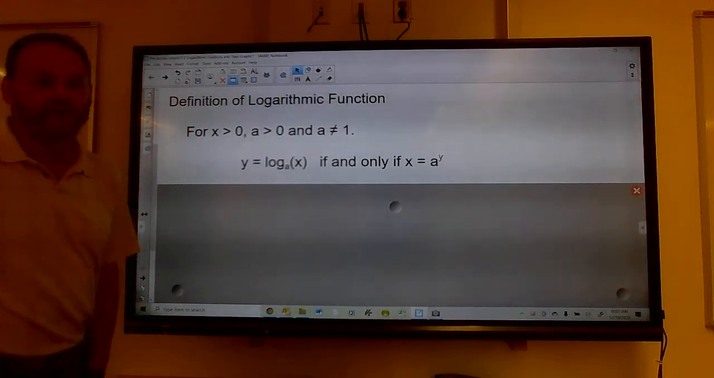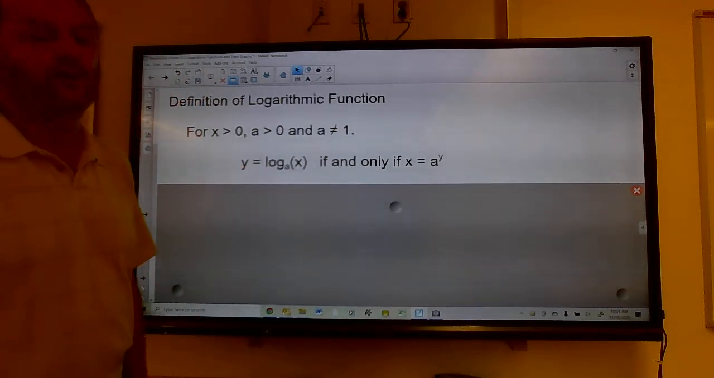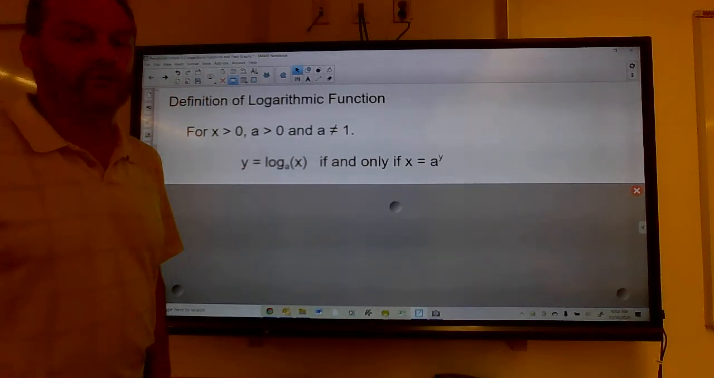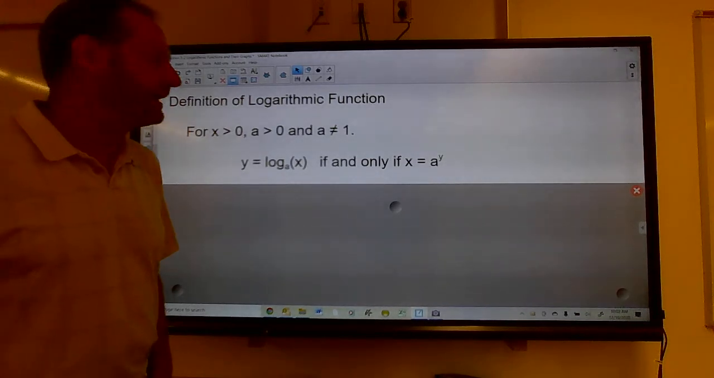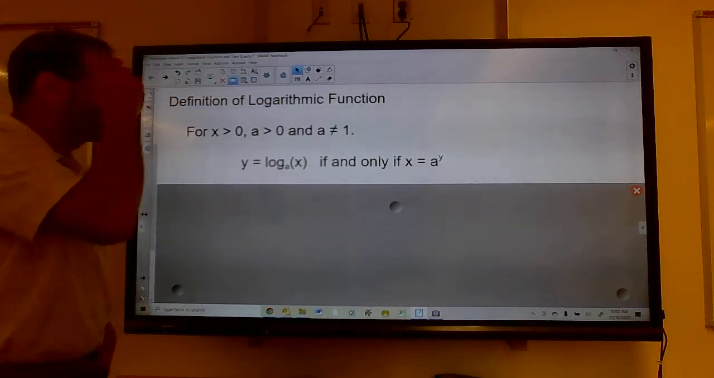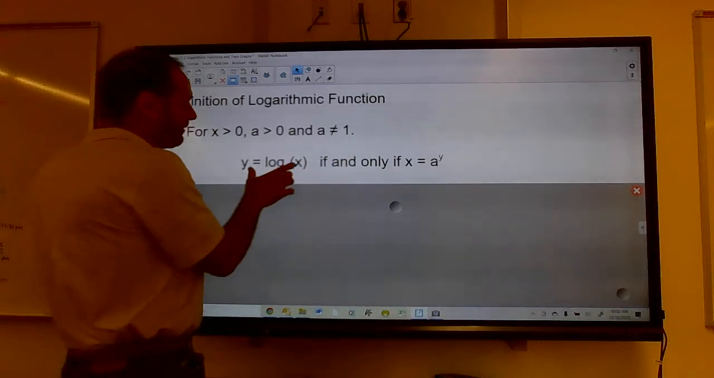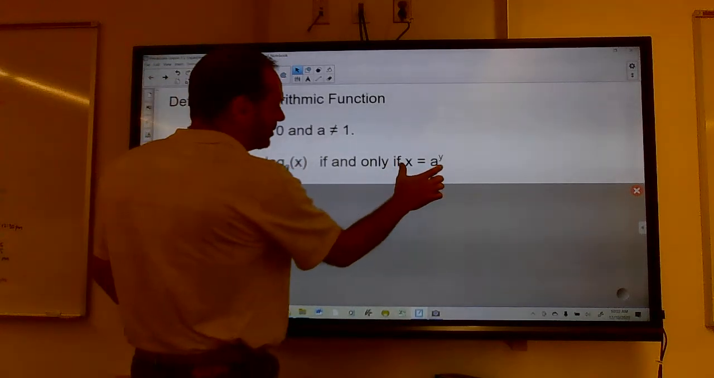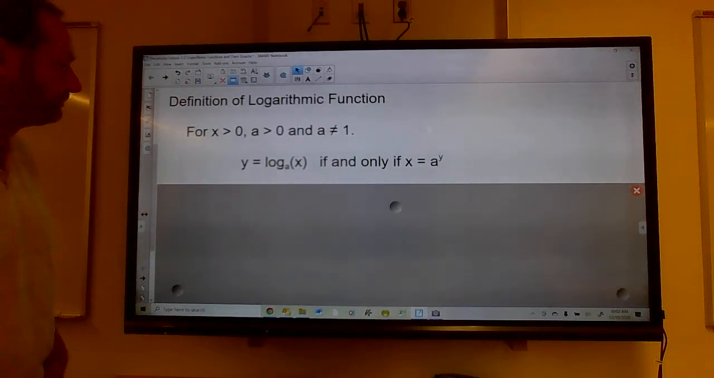For x bigger than 0 and a bigger than 0 and a not equal to 1, then y equals the log base a of x if and only if x equals a to the y power. So these two things mean the same thing, they're just written differently. And the beauty is, if I want to solve something like this, oftentimes I can change it into something like this, and it's much, much easier to solve.